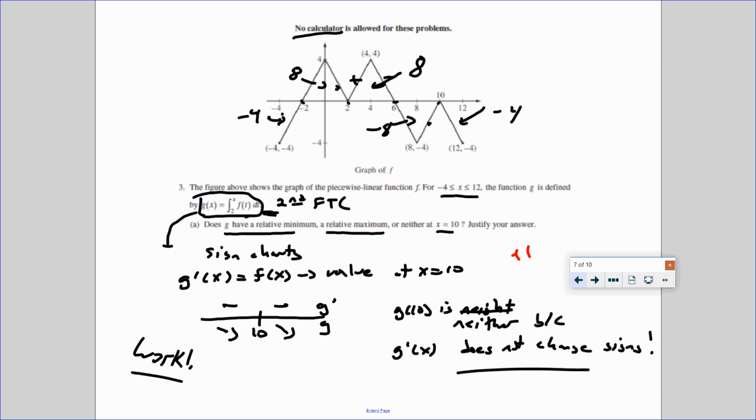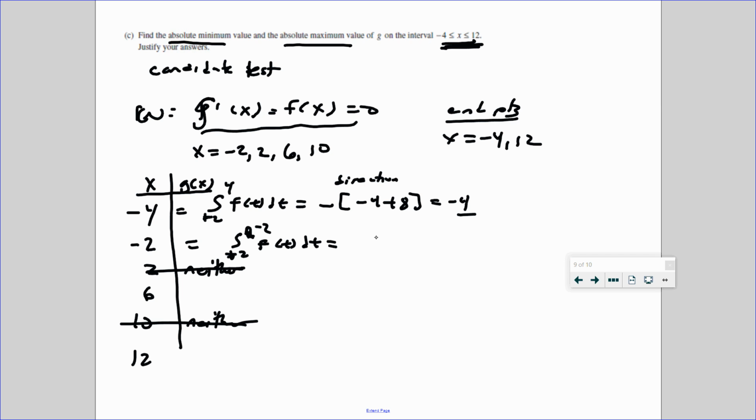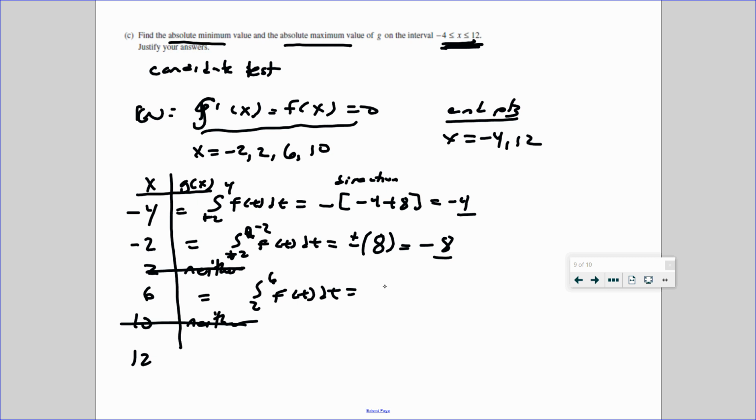Same idea. From +2 to -2, again, the area here is 8, but because of our direction, it's the opposite. So it's -8. For 6, we want the area from 2 to 6 of f of t dt. Remember, that direction is negative here. But from 2 to 6, we're in the right order, and we know that area is just 8 here.